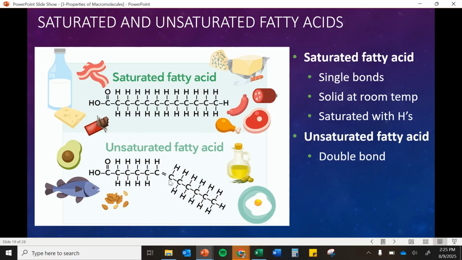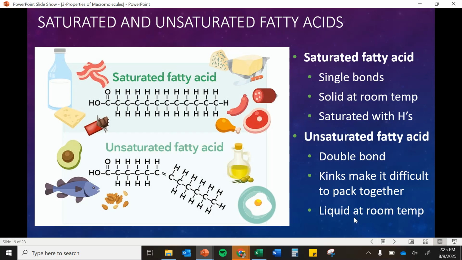Unsaturated fatty acids have a double bond, at least one somewhere, and it makes kinks because of that double bond. Those kinks make it difficult for those unsaturated fatty acids to pack together, meaning it's harder for them to stay as solid. So they're going to be liquid at room temperature because they don't stick together as well.